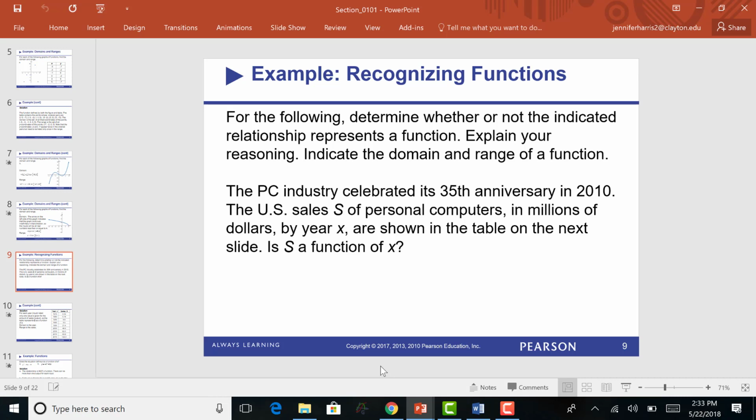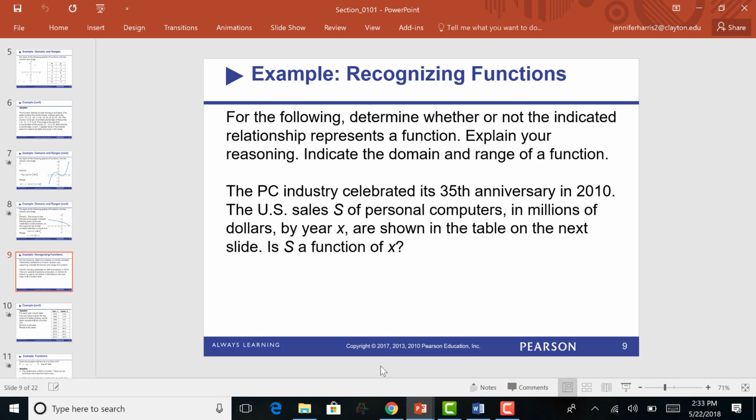For the following, determine whether or not the indicated relationship represents a function. Explain your reasoning, indicate the domain and the range of the function. All right. The PC industry celebrated its 35th anniversary in 2010. The U.S. sales of personal computers in the millions of dollars by year, which is represented by X, are shown in the table on the next slide. Is S a function of X?